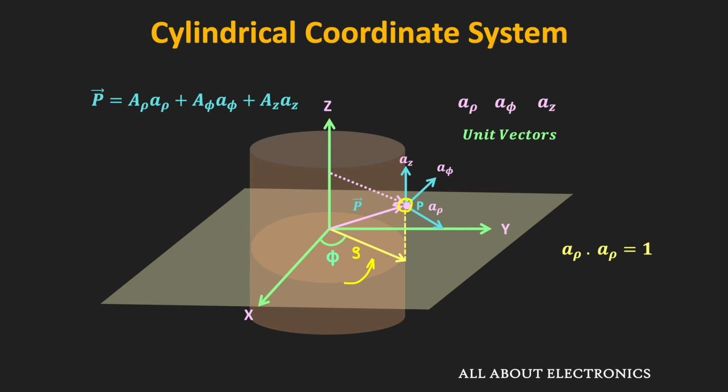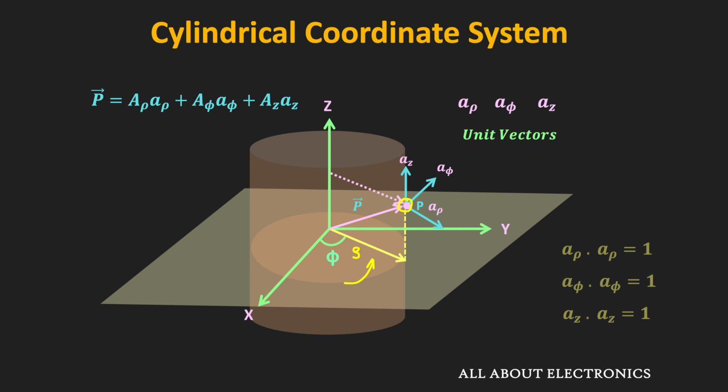That means in this case, a_rho dot a_rho will be 1, and likewise, a_phi dot a_phi and a_z dot a_z will also be equal to 1. That means the dot product of the unit vector with itself will be equal to 1.